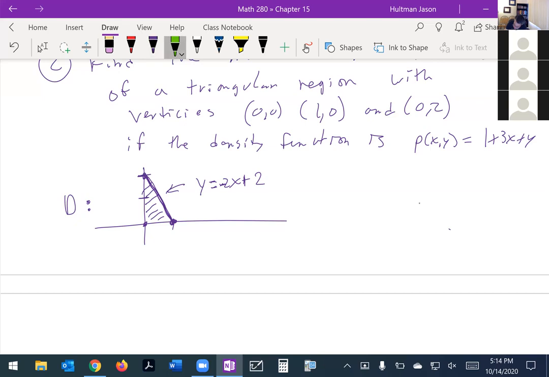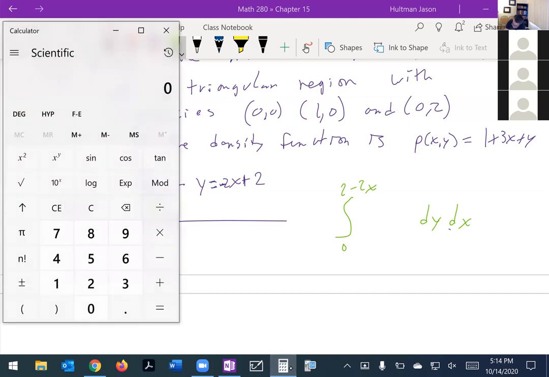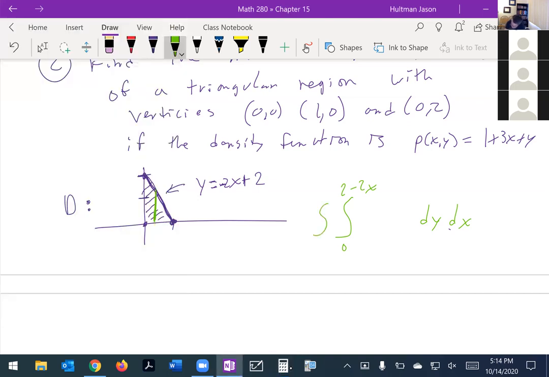If I want to take a vertical slice here, if I want to do dy dx, a vertical slice means that y's are going to go from 0 to negative 2x plus 2, or 2 minus 2x. I'll just do 2 minus 2x. And the x's are going to go from 0 to 1, right?